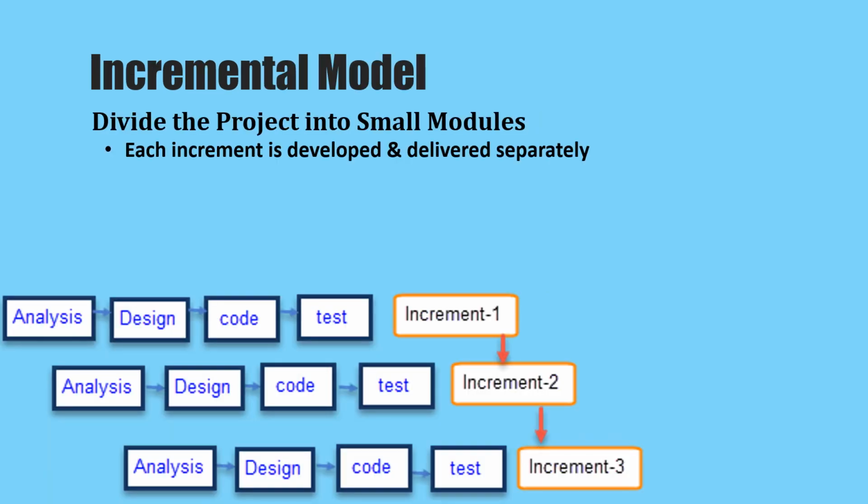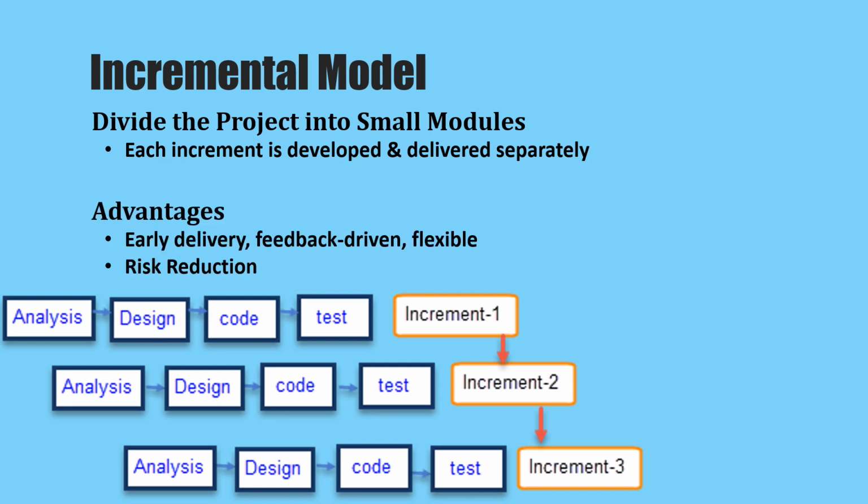Incremental model: divide the project into small modules. Each increment is developed and delivered separately. The incremental model divides the project into small manageable increments, allowing for iterative development and delivery of functionality.